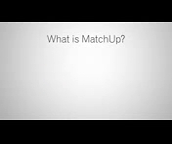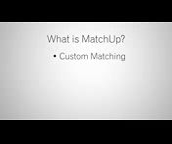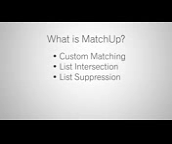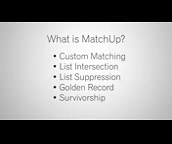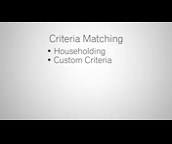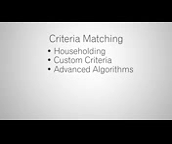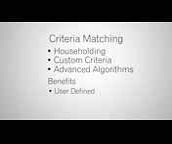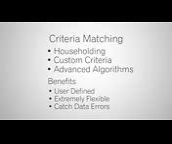Matchup is a powerful record matching service. Some of the key aspects are custom matching criteria, list intersection, list suppression, golden record, and survivorship. Criteria matching lets you specify what kind of match you are looking for. This can involve simple householding, custom criteria, or choice of data types to be evaluated, or advanced matching algorithms. The benefits are that it is user-defined, therefore extremely flexible, and it can catch complex data errors specific to your situation.